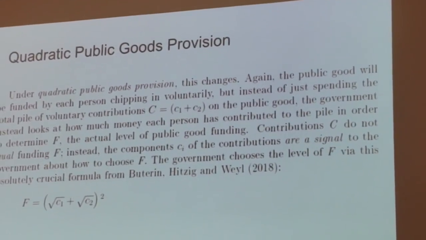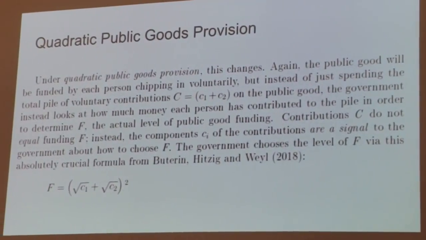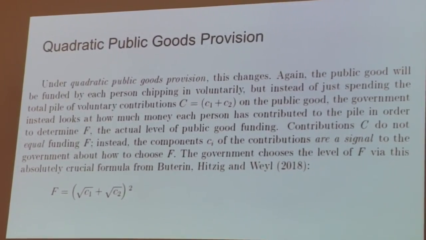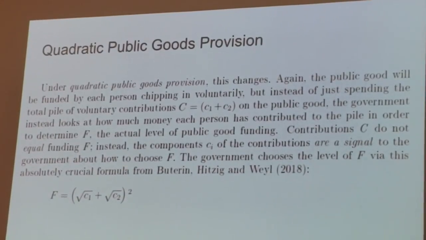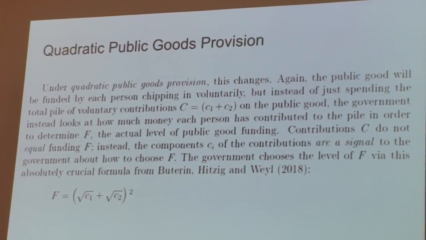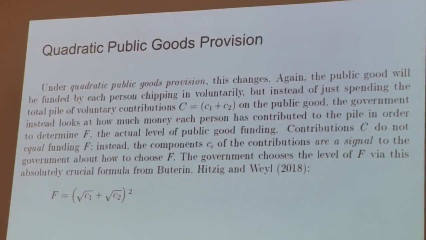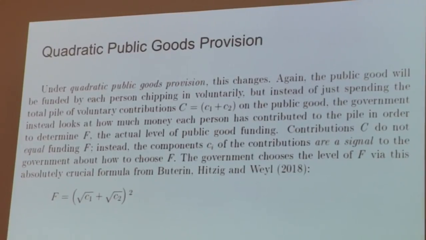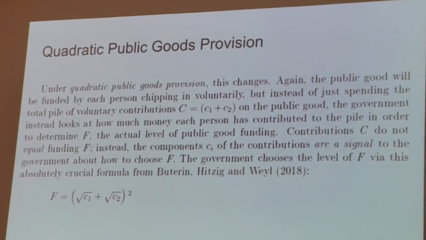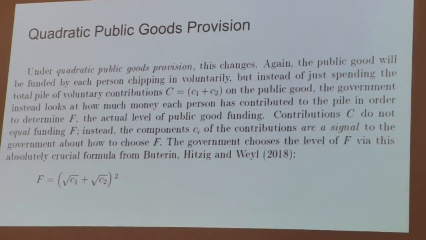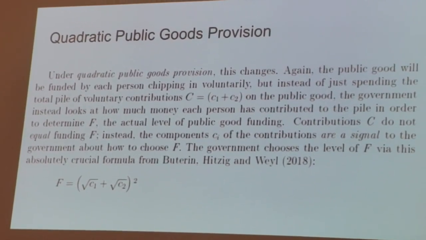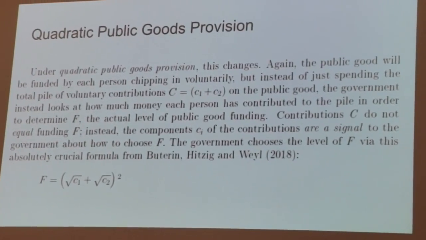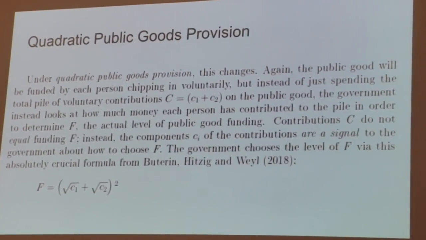And they essentially created this crazy simple formula that they then spent an entire paper to show that it's optimal. You'll have to take my word for it, and we'll give everybody links to check all this stuff in more detail if you want. But it's actually pretty simple. The square of the sum of the square roots of the contributions. And you can prove that this is a way to do public goods provision in a quadratic way.